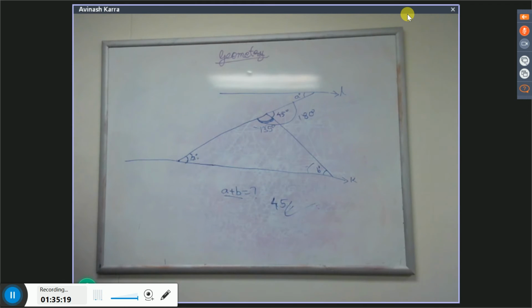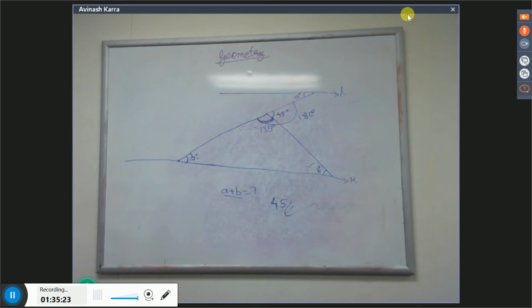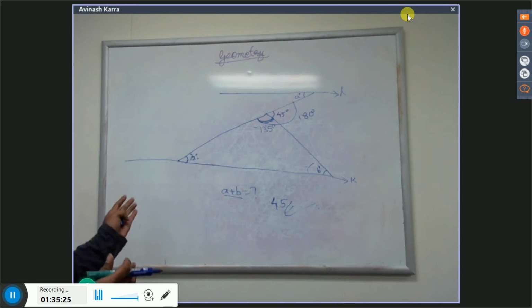Is sine cos like geometry? Sine cos is an extension of geometry, which is called trigonometry. It is so simple. It is much easier than geometry, honestly. Three formulas, that's it.